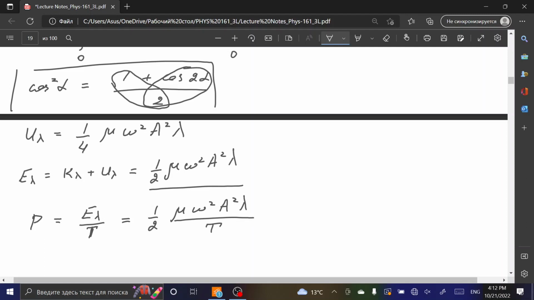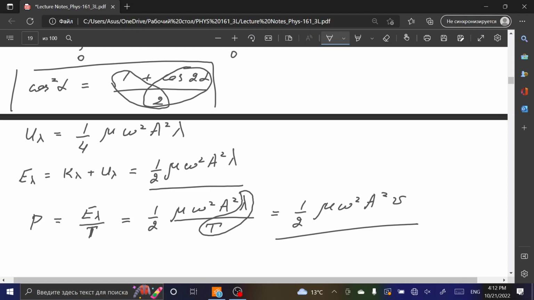So now look here closer. What is this? This is distance divided by time. That is the speed of the wave. So we can write here that it will be 1/2 times mu omega squared times a squared times v. So that is the equation which describes the rate of energy transfer through a cross section of the string.